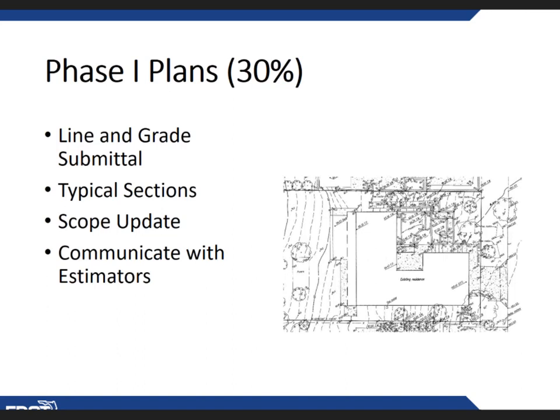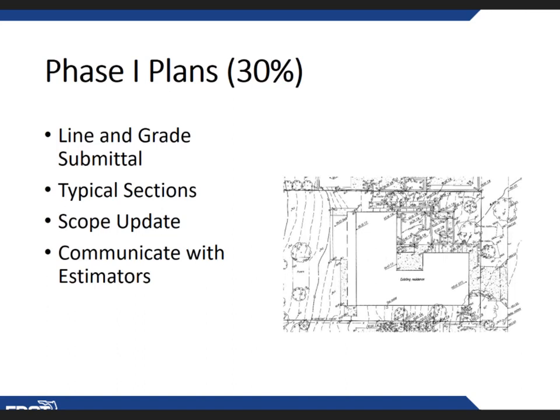During the phase 1 submittal, that's about 30% of the design. The designers will begin to have a rough idea of the pay items. They won't have them all, but usually they'll have the major ones, but not necessarily the necessary quantities. The line and grade should be submitted, and the typical section should be approved at this point.